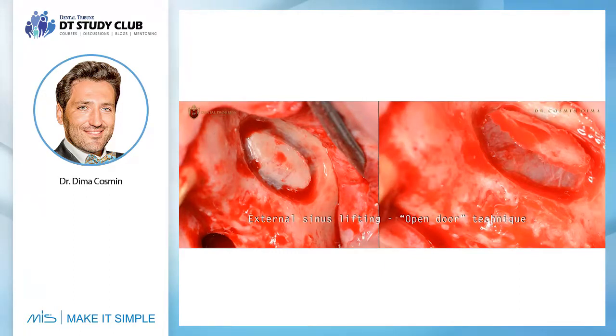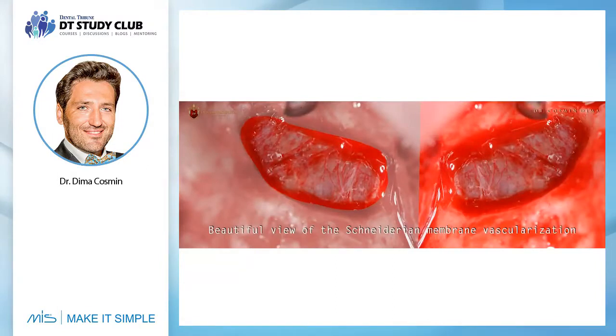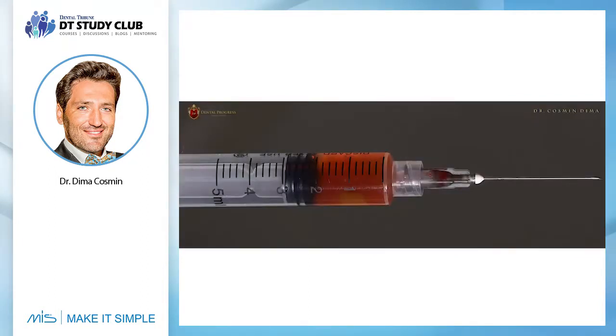We use the open door technique in this case because we need to access the Schneiderian membrane to aspirate the liquid, and it's very important to aspirate it before detaching the membrane. So first of all, just make the window, then take the window out. After that, you can use the syringe to aspirate, take the cyst membrane out, and after that you can detach the membrane. Otherwise, you cannot do it properly and you have more risk.